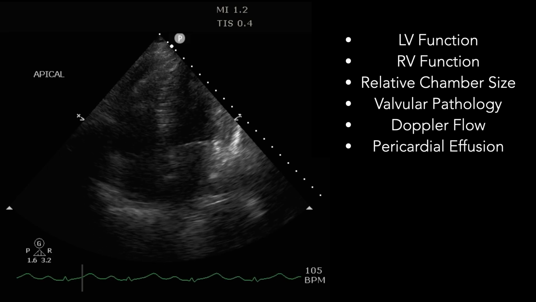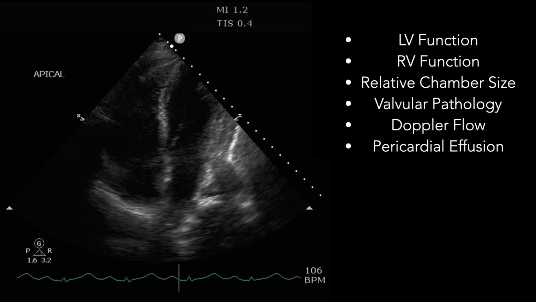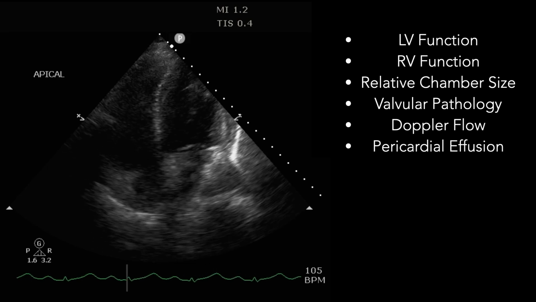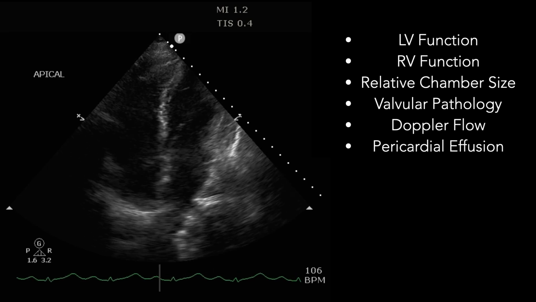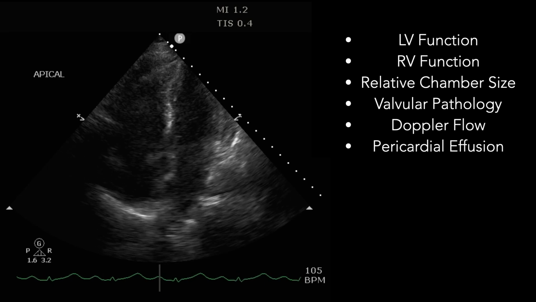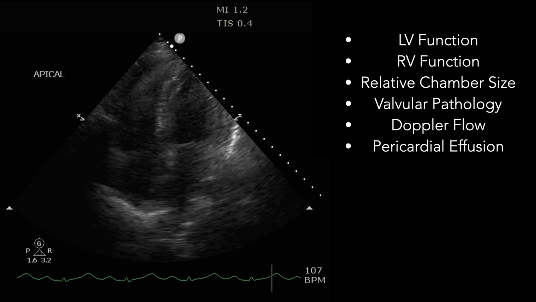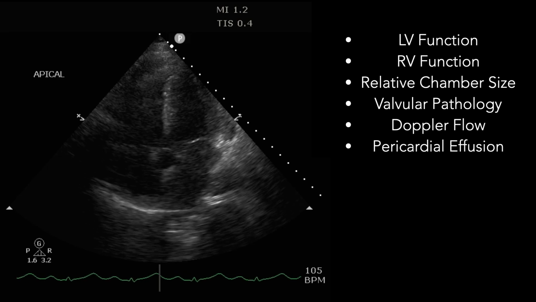It's a great window. It's probably one of the best windows for relative chamber size because you can really see the whole chamber of both sides at the same time. See what the ratio is. And it's a great window to look for valvular pathology because it's the best window of the four to really look at Doppler. And let's pause here for just a minute and explain this one.